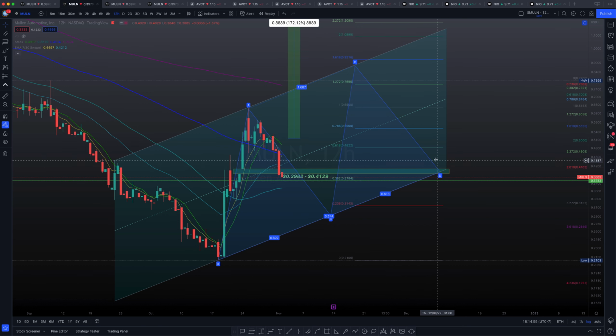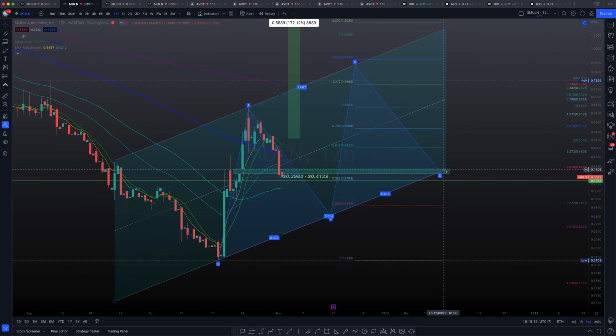And not only that, but D is landing right at our gap close, which is this box right over here. So we can use that just like we did on BBIG, same way. We can use this as a range of support for us to continue on to the upside.